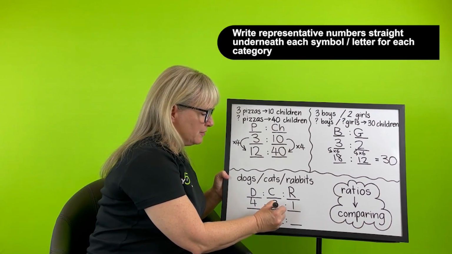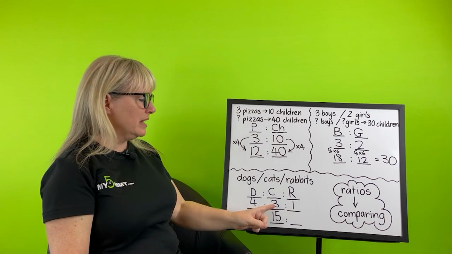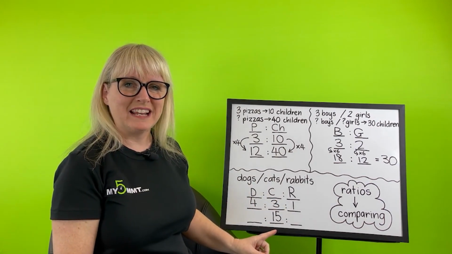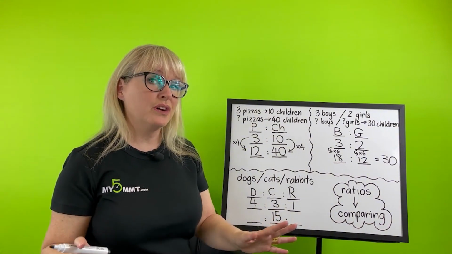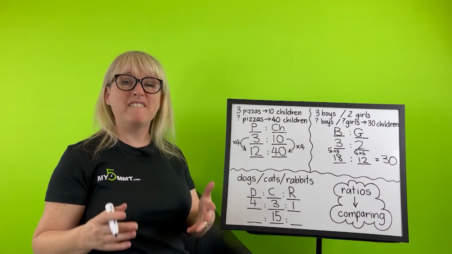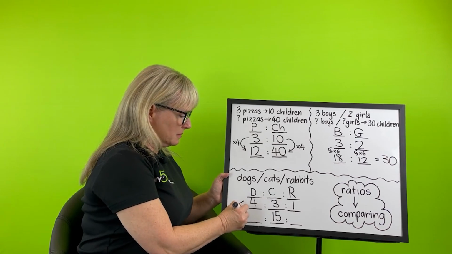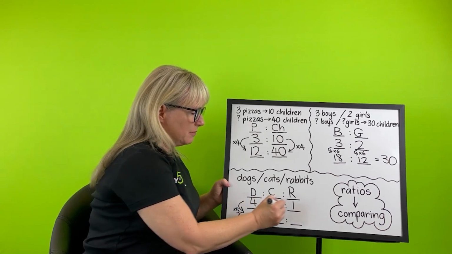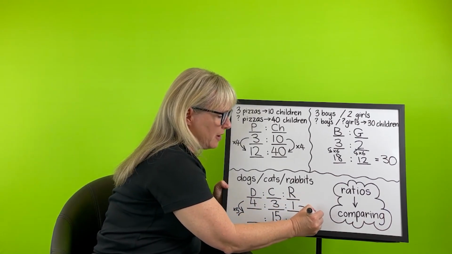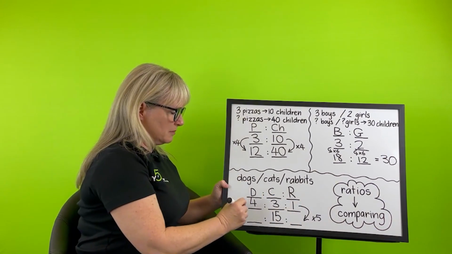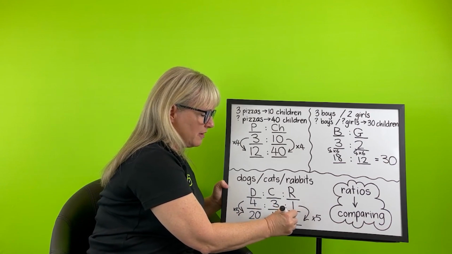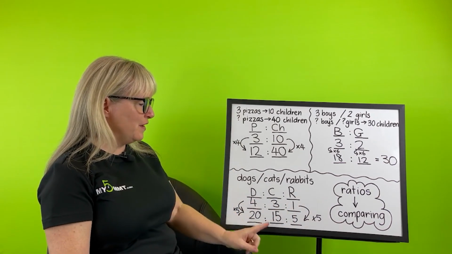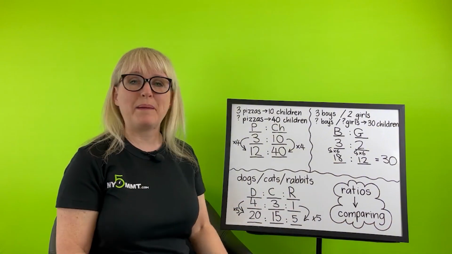if I've got 15 cats, well, 3 times what became 15? 3 times 5. That means I'm going to multiply all the numbers in my ratio by 5. I'm going to times this by 5, and I'm going to times this by 5. So 4 times 5 is 20. 1 times 5 is 5. I've got 20 dogs, 15 cats, and 5 rabbits.